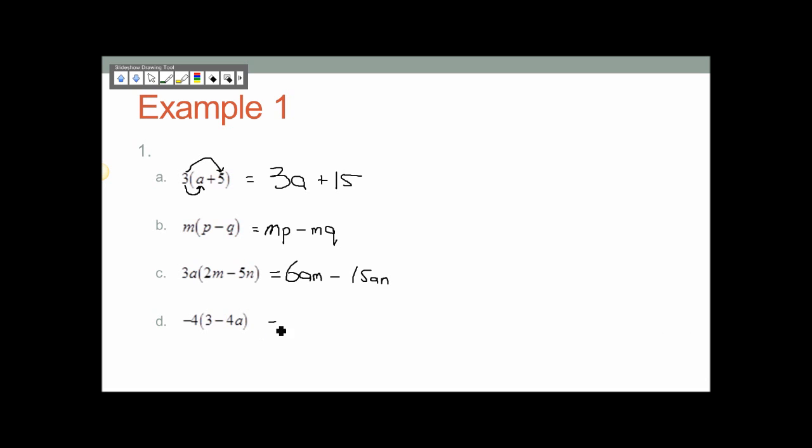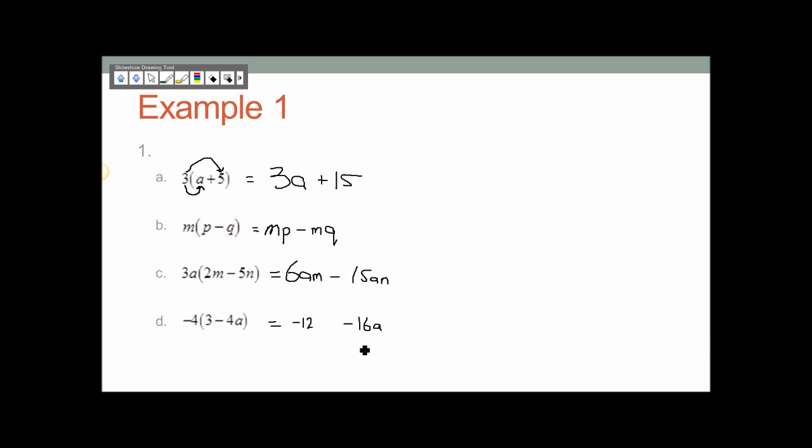Alright, last one. This is going to be a little bit more tricky because we have a minus sign at the front. Now we have to keep that in mind when we are multiplying it out. So negative 4 times 3 is negative 12. Remember, that negative sign does not get used up in the first term. We need to continue using this negative sign when we multiply our second term. So minus 4 multiplied by 4a is minus 16a.